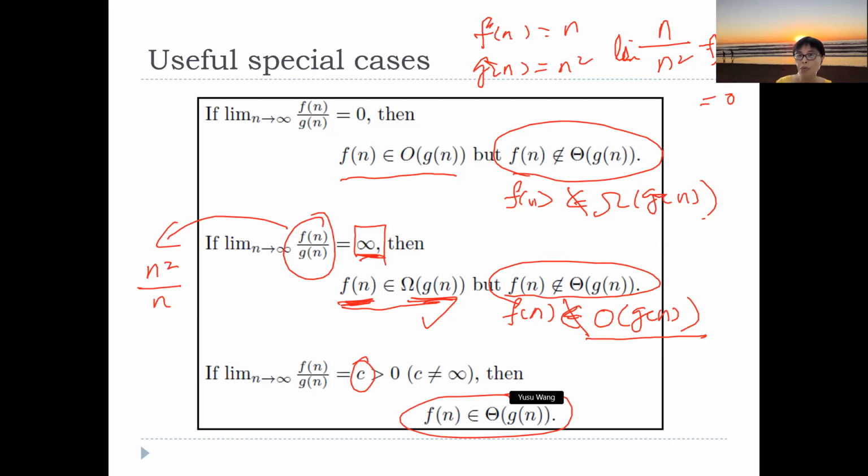Okay, so for these three statements, these are the useful special cases. Their converses do not hold for these three cases. It's just one direction. All right.